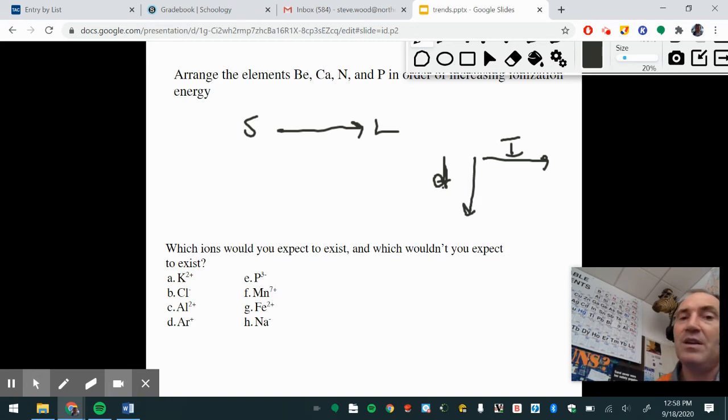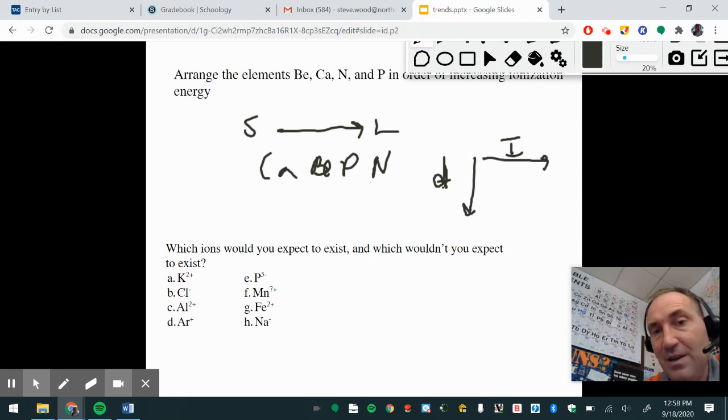So we have Be, Ca, N, and P. We know that N is going to have a really high one because it's furthest to the right and highest up. Of Be and Ca, Ca is going to have the lowest. So calcium would have the smallest ionization energy, followed by beryllium, followed by phosphorus, followed by nitrogen.